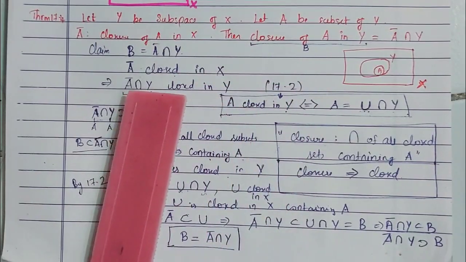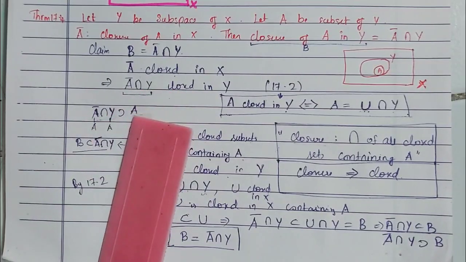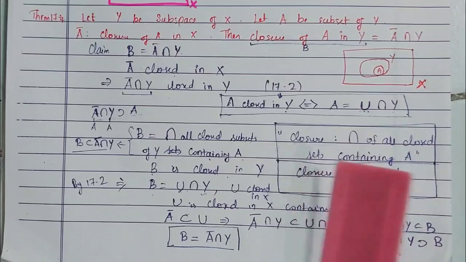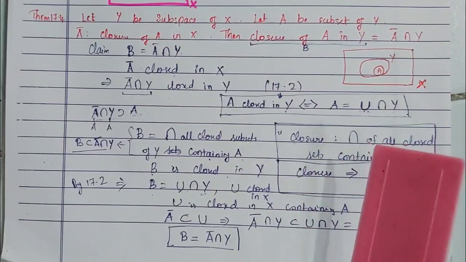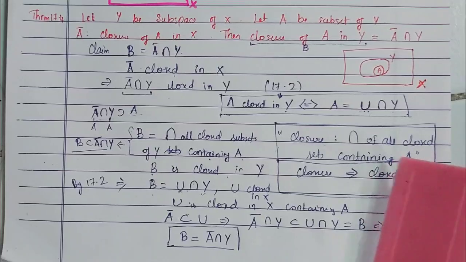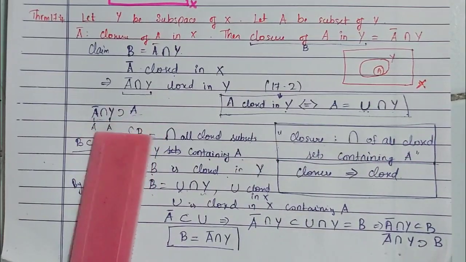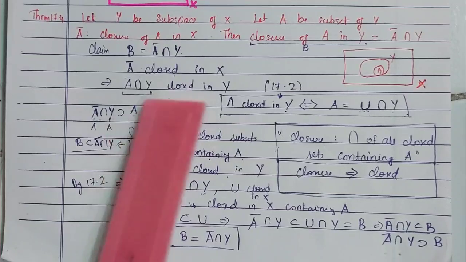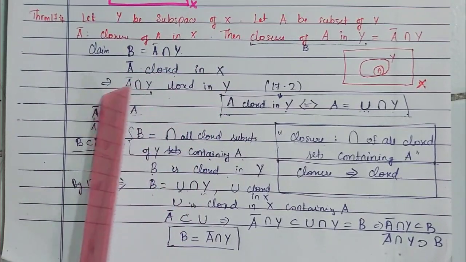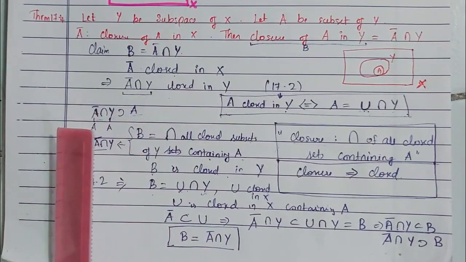And I know that A closure intersection Y obviously contains A. Why? Because the closure definition goes like this: the intersection of all closed sets containing A. That means this closure will contain A obviously, because that is the way it is formed. So A closure will contain A, and Y also contains A. So on the whole, A will be contained in A closure intersection Y. So this is the one part.